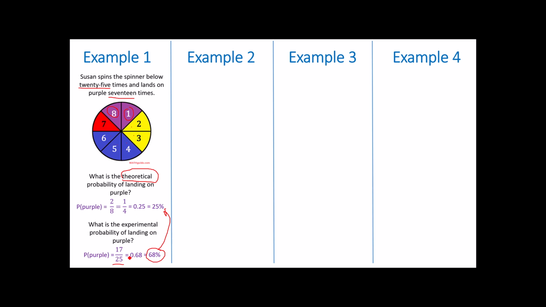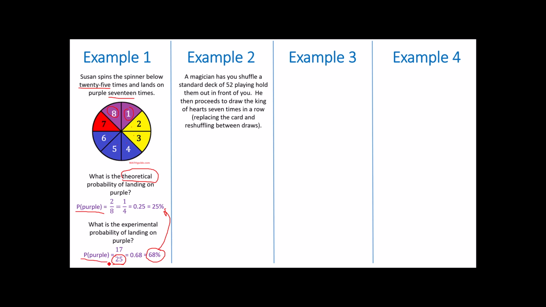In order to know that for certain, we would have to spin a whole lot more than 25 times. Important to realize, this is what we expect to happen. This is what really happens.